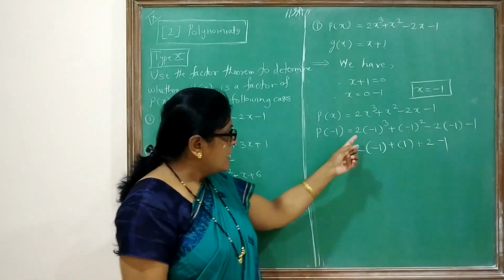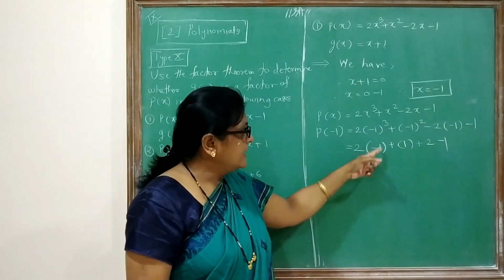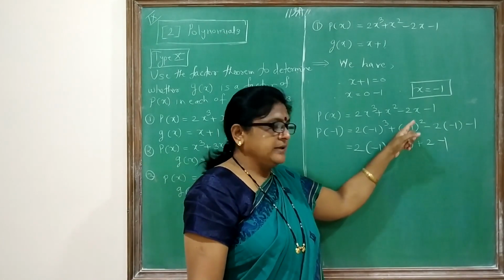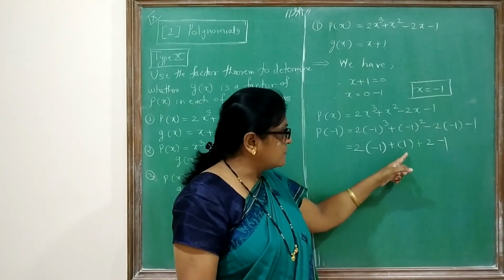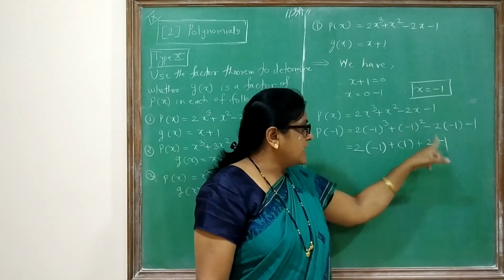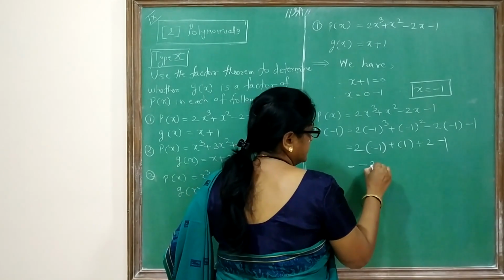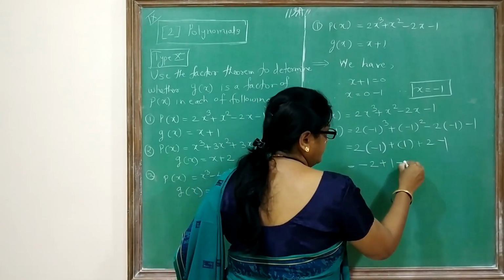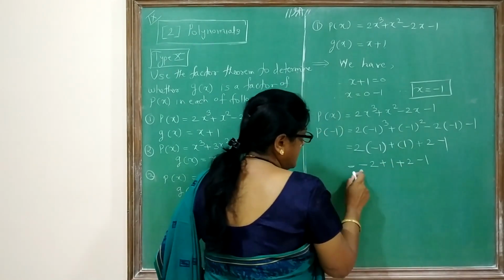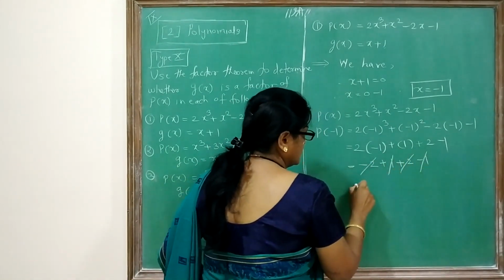Again you will see 2 is same, minus 1 whole bracket cube is minus 1, plus sign is same, minus 1 whole bracket square is plus 1, minus minus will be plus, 2 into 1 is 2, and this minus 1 will be same, then plus 2 and minus 1, that is minus 2, plus 1 plus 2 minus 1. Minus 2 plus 2 they are cancelled, plus 1 minus 1 they are also cancelled.